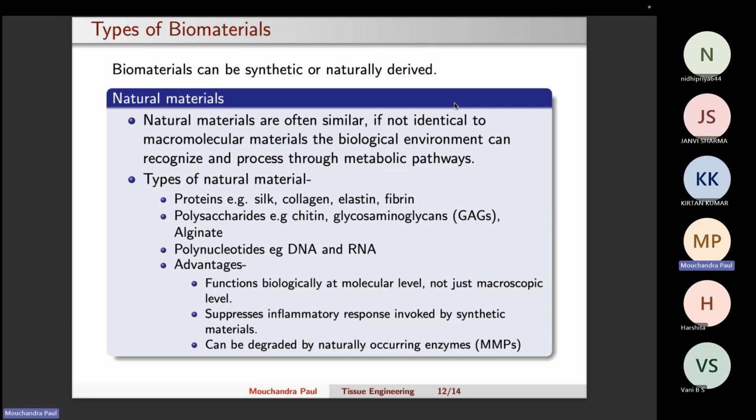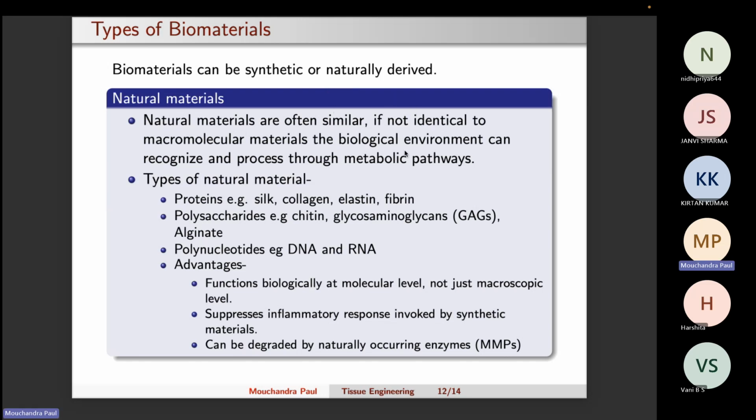The categorization that I gave previously, that is metals, polymers, and ceramics, was based on what primary bonds are present between the atoms that form these materials, whether it is metallic bonds, covalent bonds, or ionic bonds, etc. Now here, depending on the source, we are categorizing the biomaterial.